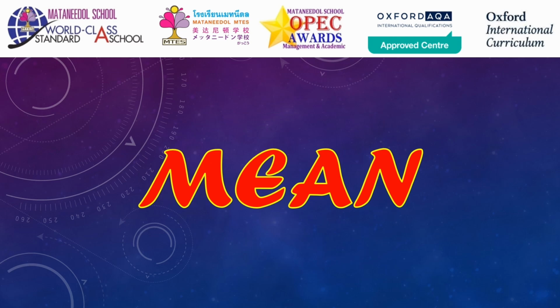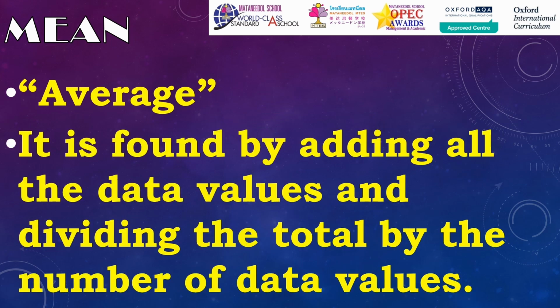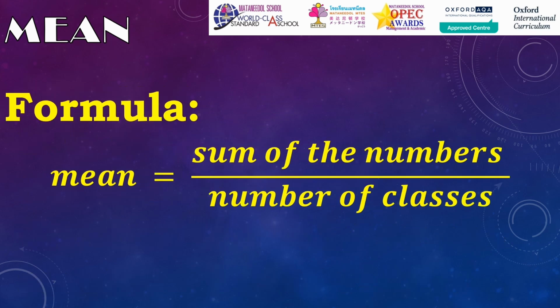First, we start with the mean. The mean is also known as the average. It is found by adding all data values and dividing the sum by the number of values or classes in a data set. So the formula would be mean is equal to the sum of the numbers divided by the number of classes or the number of values in a data set.